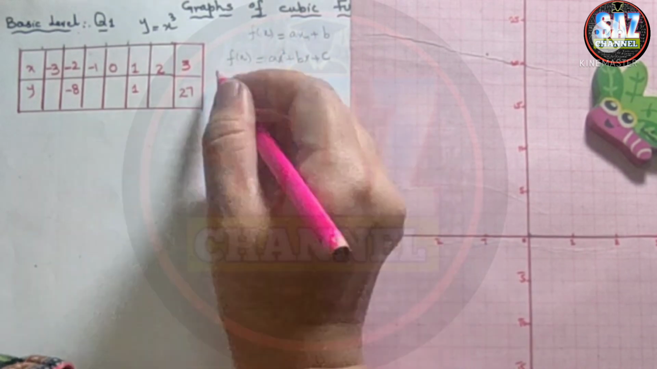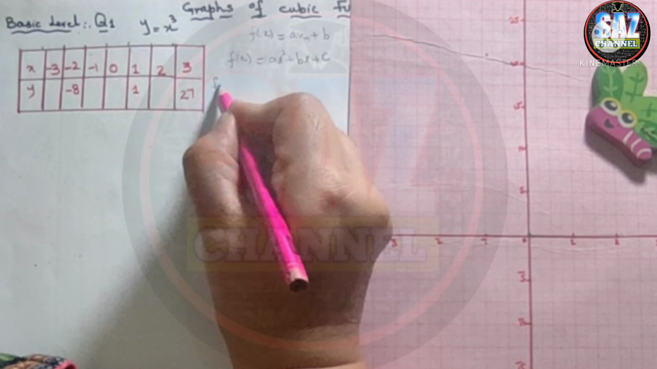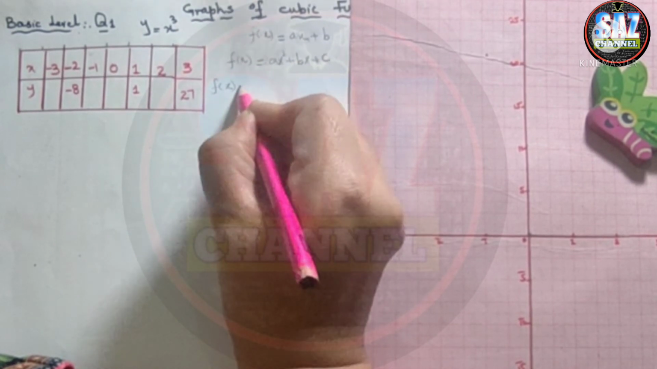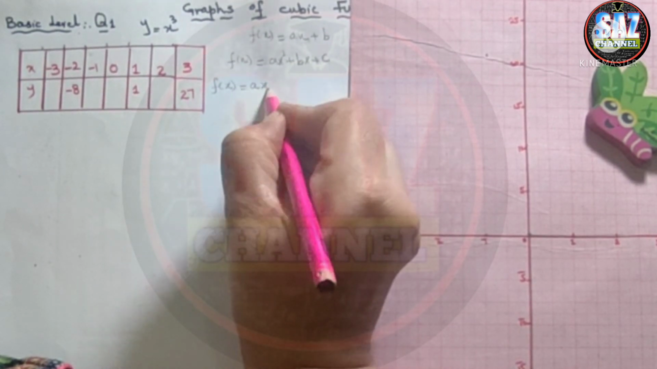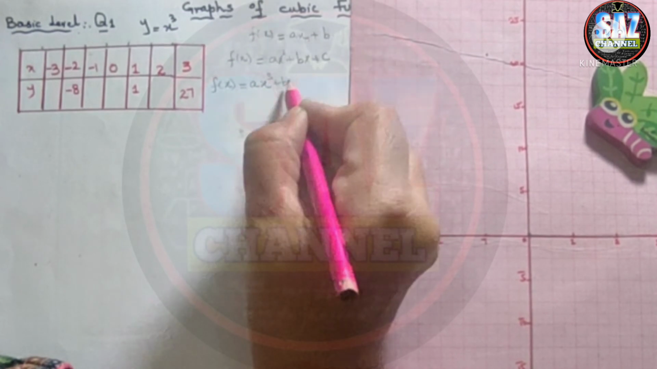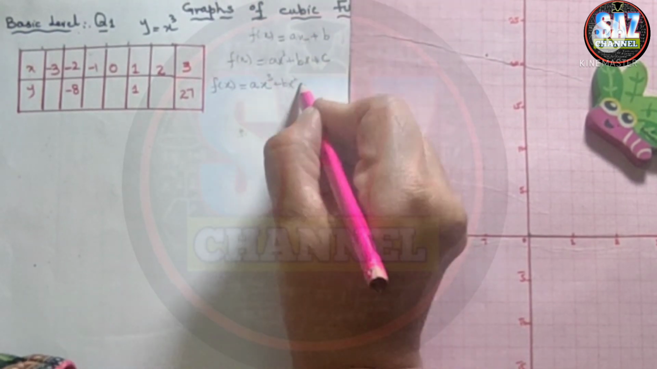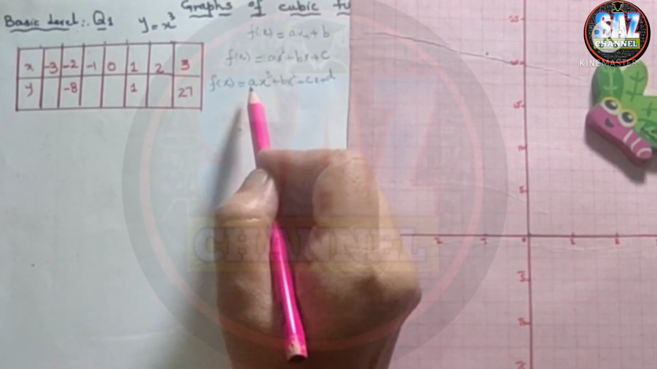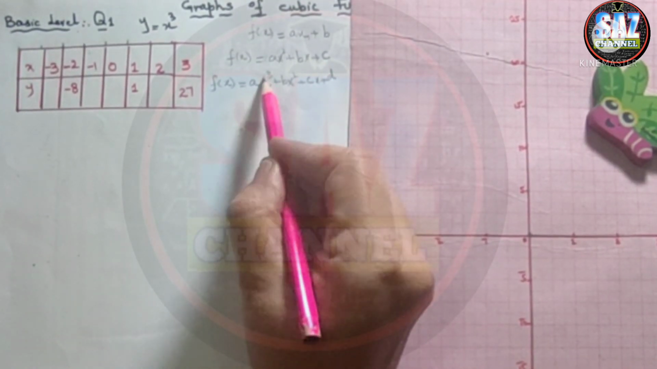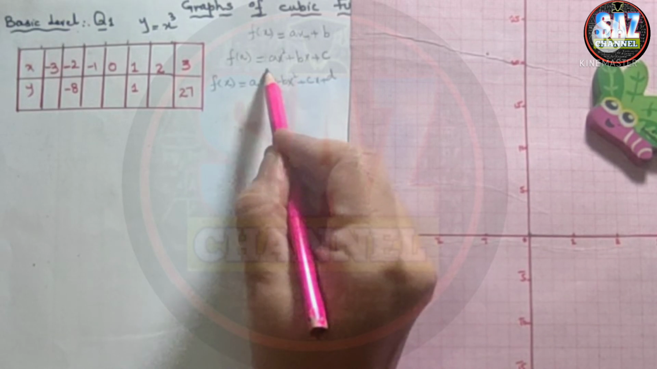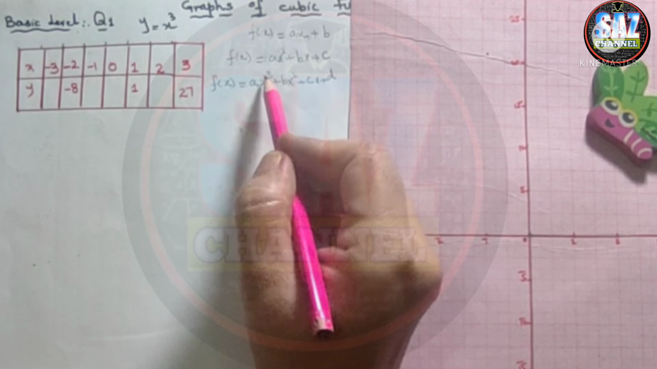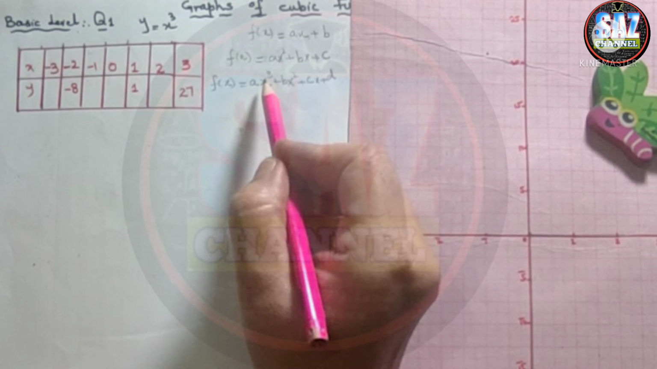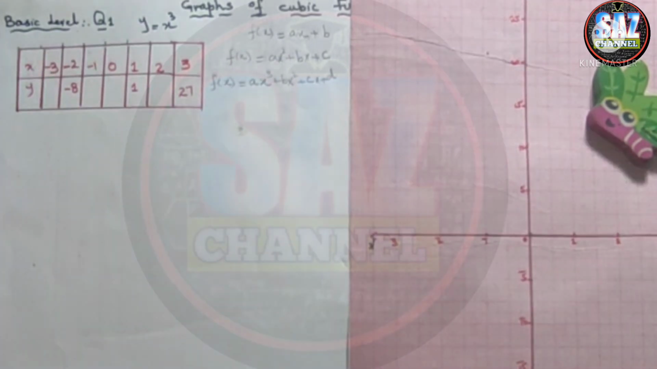And now what will be the general form for the cubic function? That will be f of x equals ax cube plus bx square plus cx plus d. And why is this the cubic function? Because here the maximum power of the variable is 3. So I hope you are clear about the meaning and the general form for the cubic function. Let's move to exercise 7a.